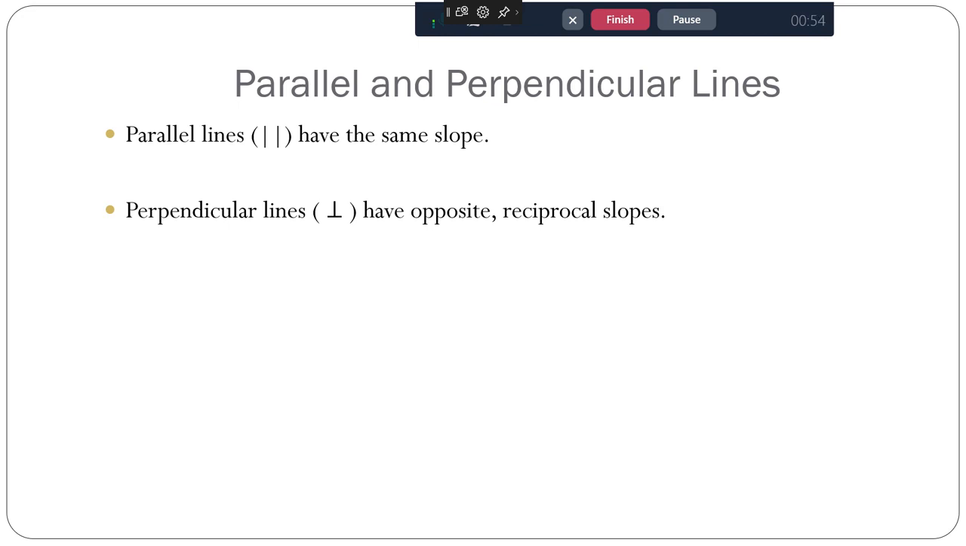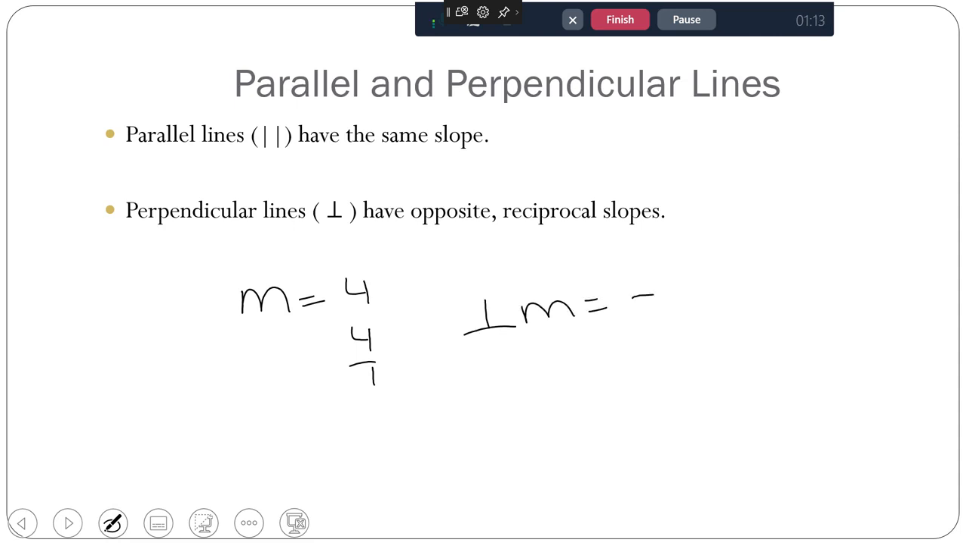That's what reciprocal means. So for example, if we had a positive 4 slope for our line, that would be written as 4 over 1, and our perpendicular slope then would be negative 1 over 4. We find the reciprocal, which is the flip of the original, and it is opposite sign.